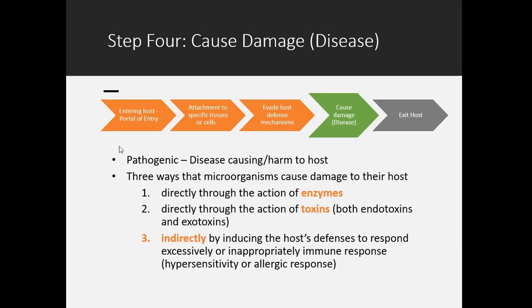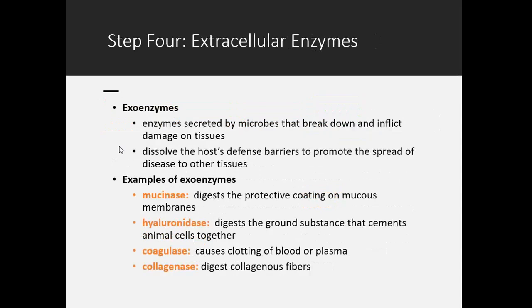So let's look particularly at the first 2, enzymes and toxins, and how microbes use those in order to cause diseases. So the first one is enzymes, and we're going to talk about exoenzymes. In this case, the enzymes are going to be secreted by the microbes, and then those enzymes are going to cause damage to the host cells or tissues, or they're going to somehow promote disease to occur because of the spread of that microbe.